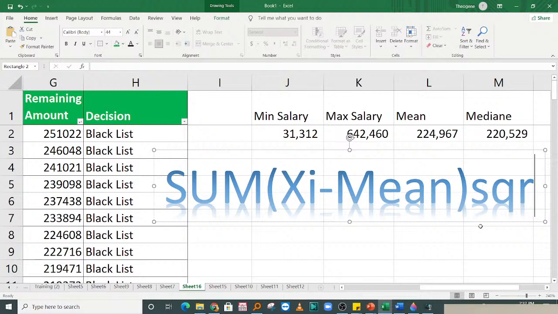That is why we say standard deviation is equal to the square root of the squared deviations of every number from the mean. Standard deviation is the average of the squared deviations from the mean.